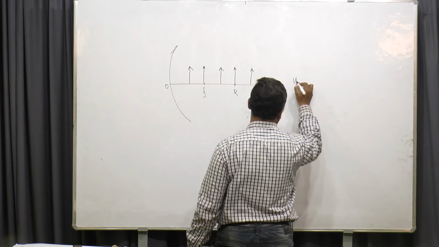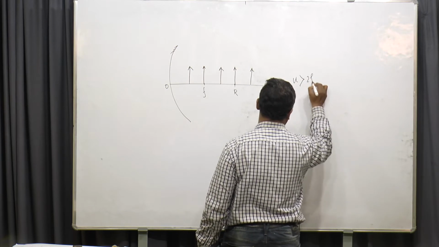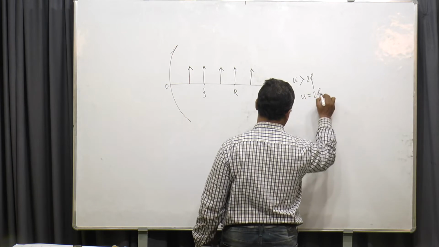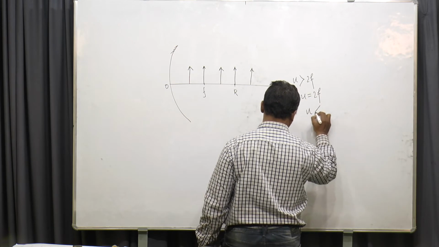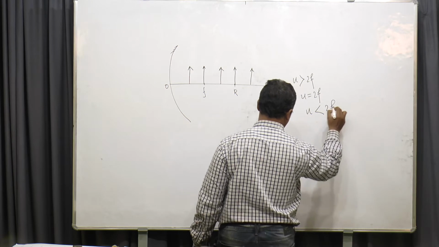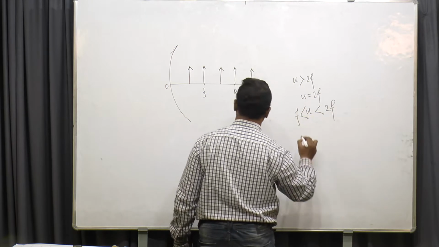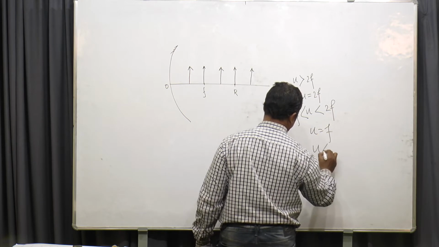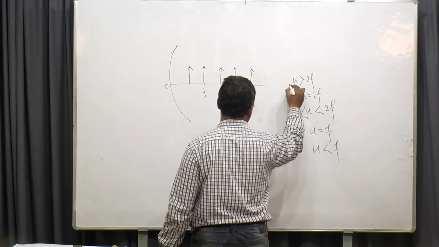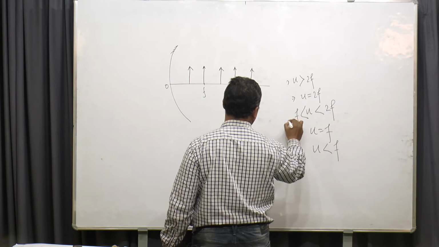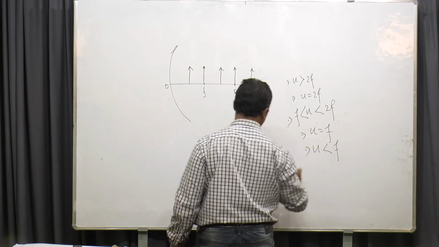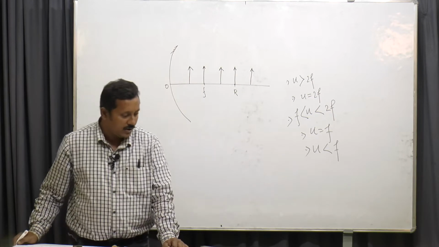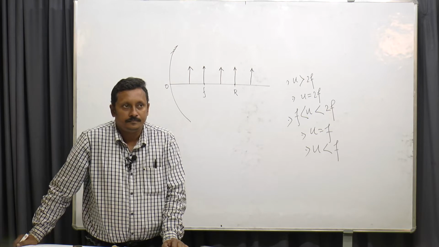So I can write U can be greater than twice F, U can be equal to twice F, U can be less than twice F but greater than F, U can be equal to F, U can be less than F. So for these 5 different places of object placement you can have an image.